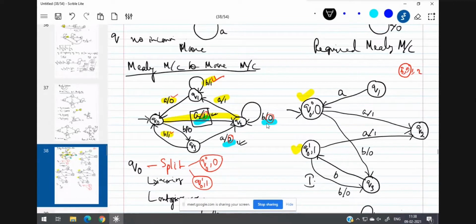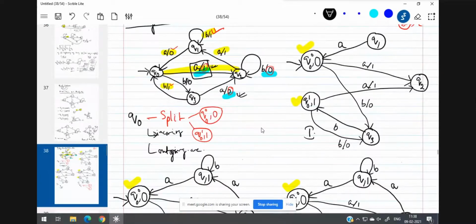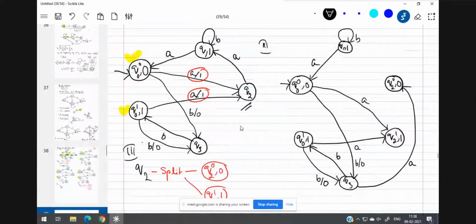And then what about the self loop B? The self loop B is associated with output 0. Hence, what I need to do is this will be marked here, B. Then any other arc being left out is here.